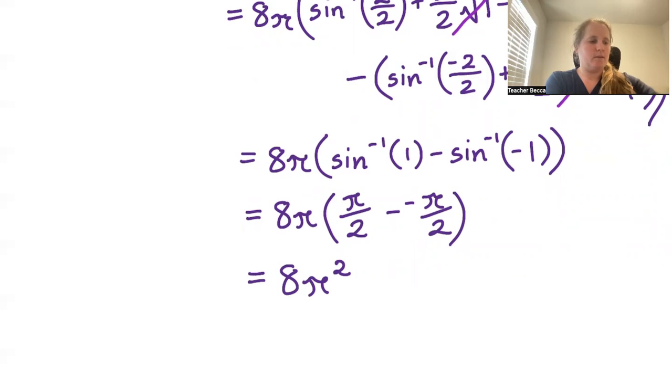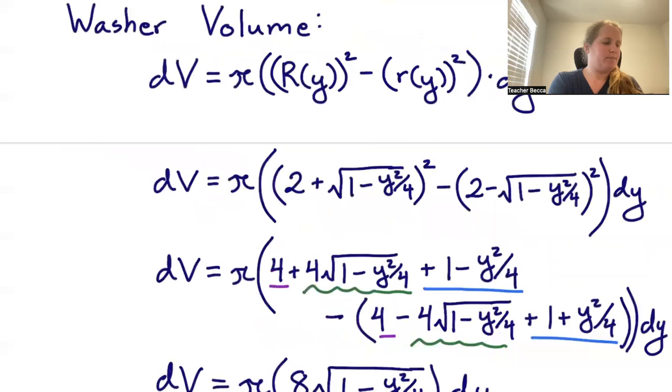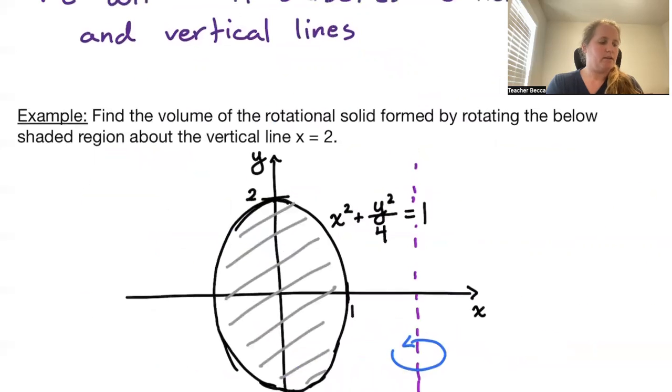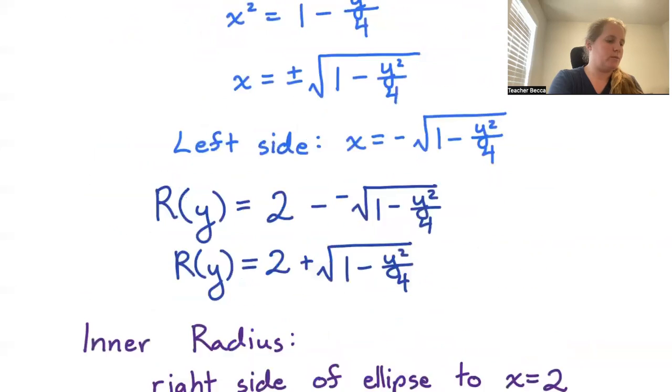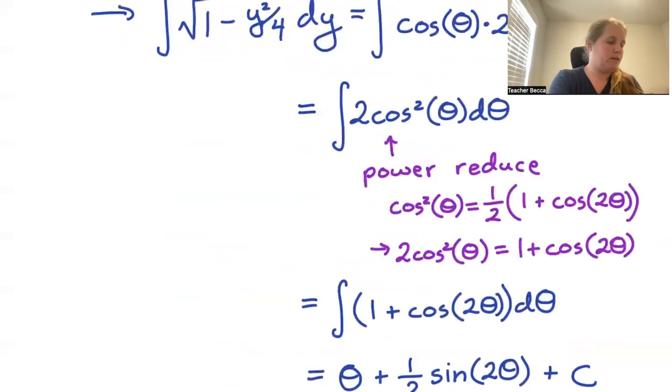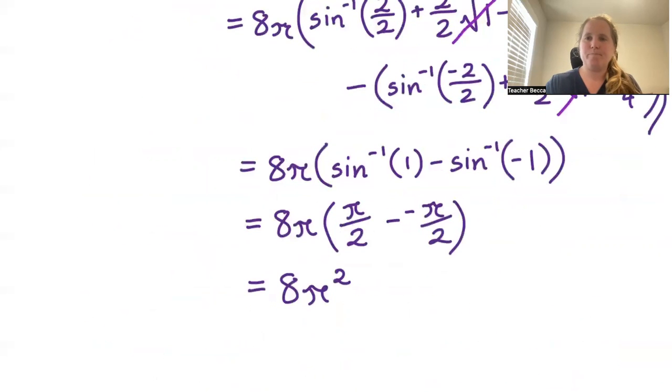Just a reminder, the shape we were looking at was the ellipse x squared plus y squared over 4 equals 1, rotated around the vertical line x equals 2, and that volume wound up simply being 8 pi squared. Right, that is the last of our discs and washers. Next, we will move on to using shells to find volume.